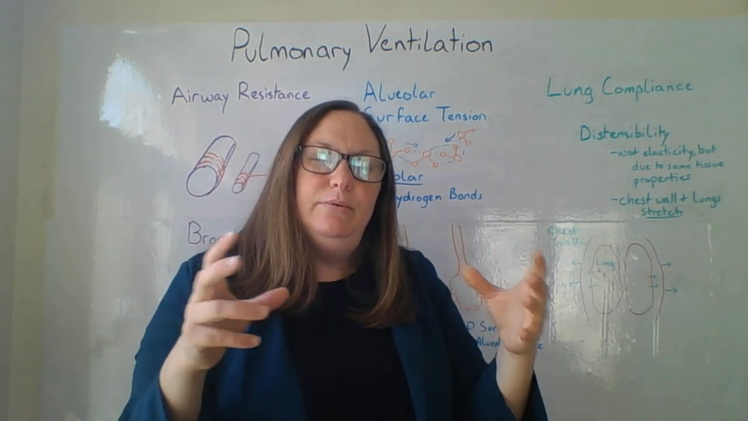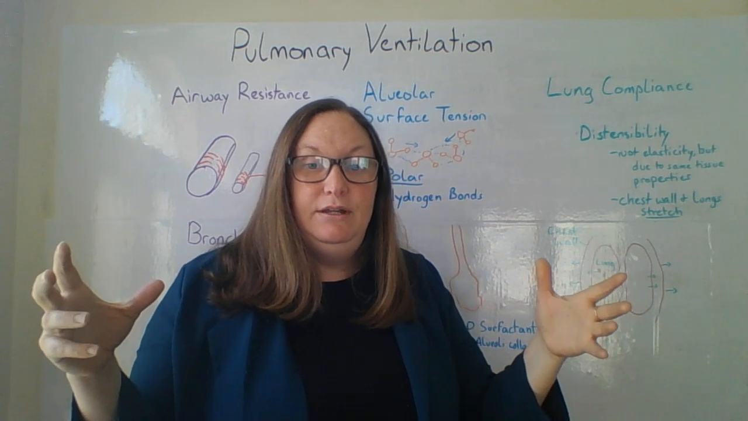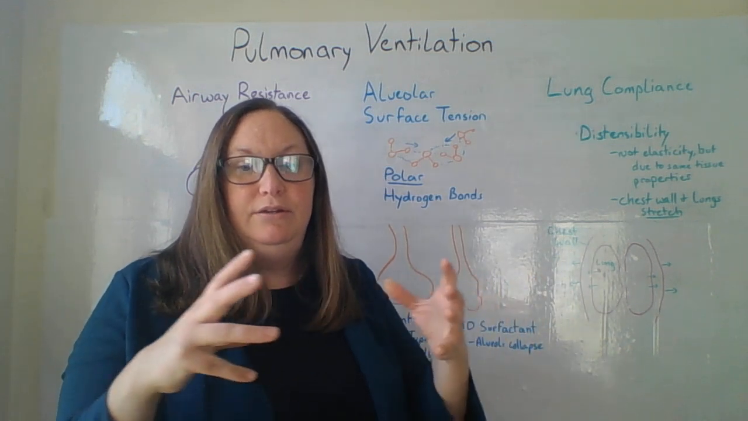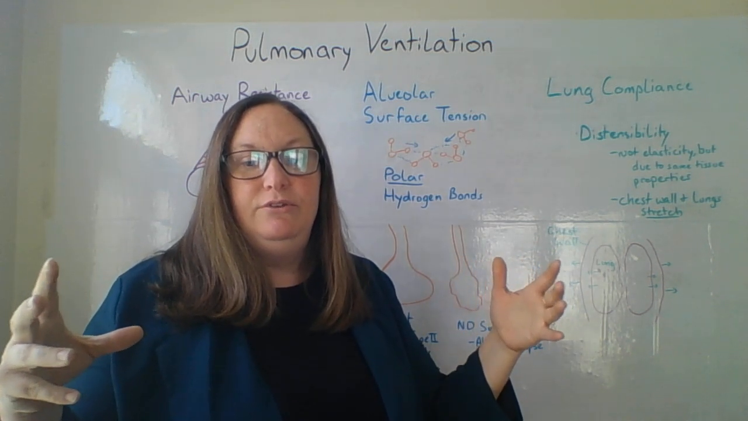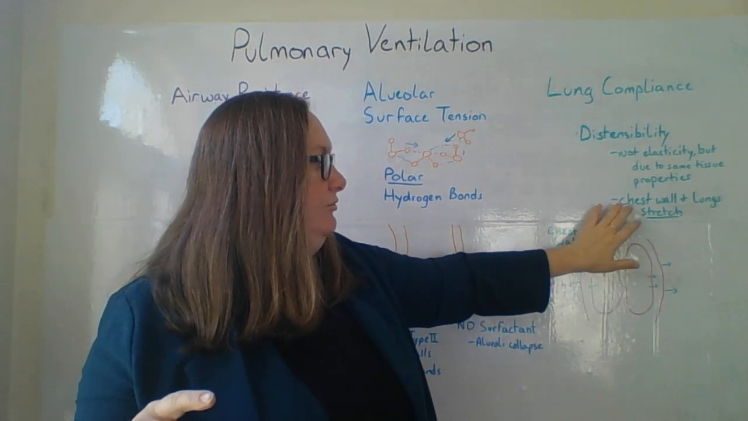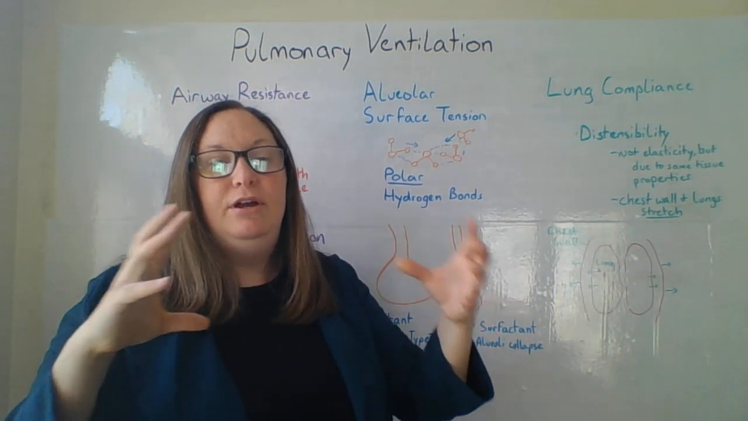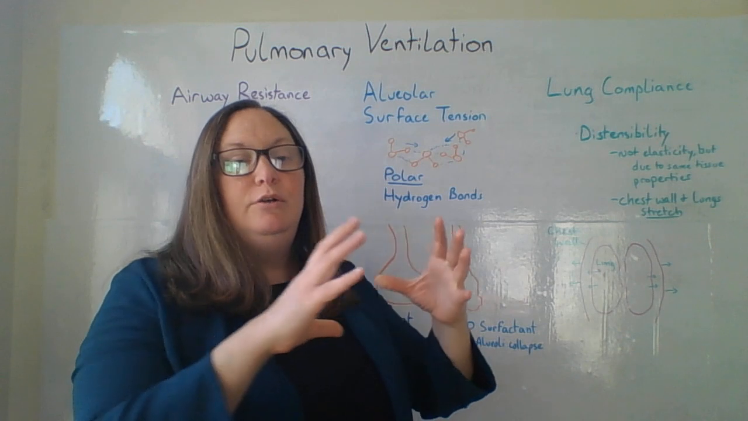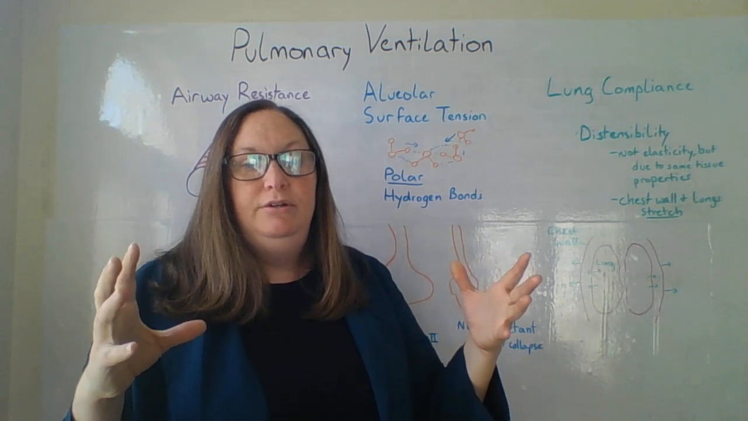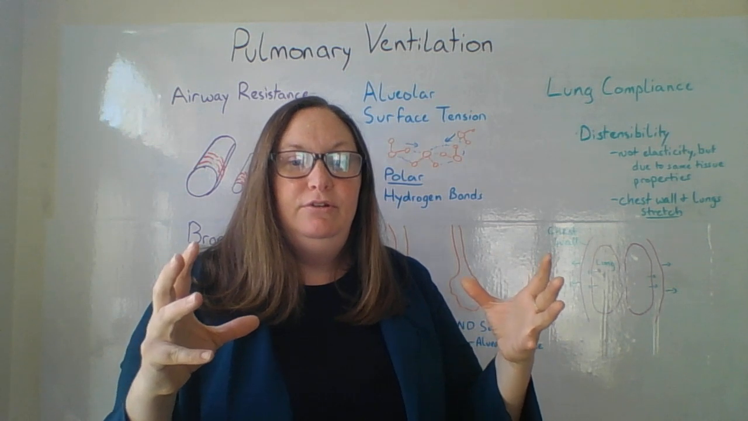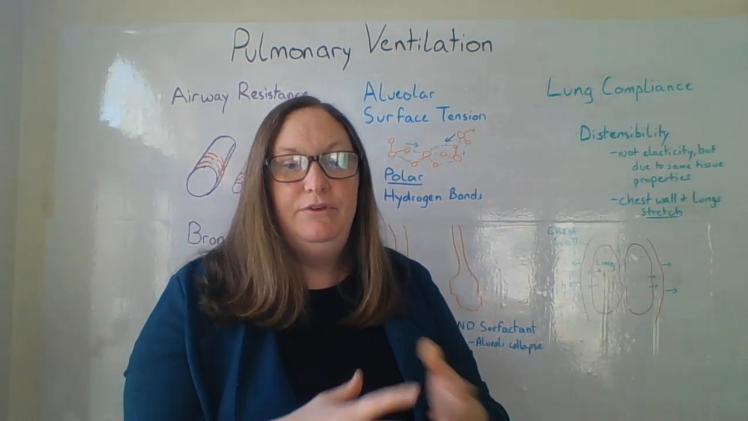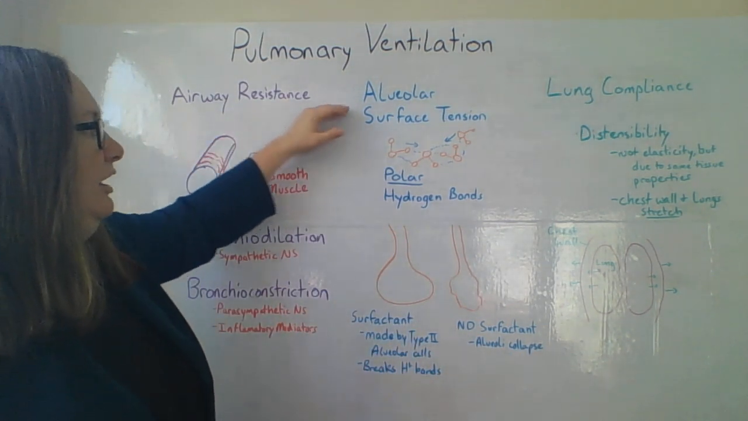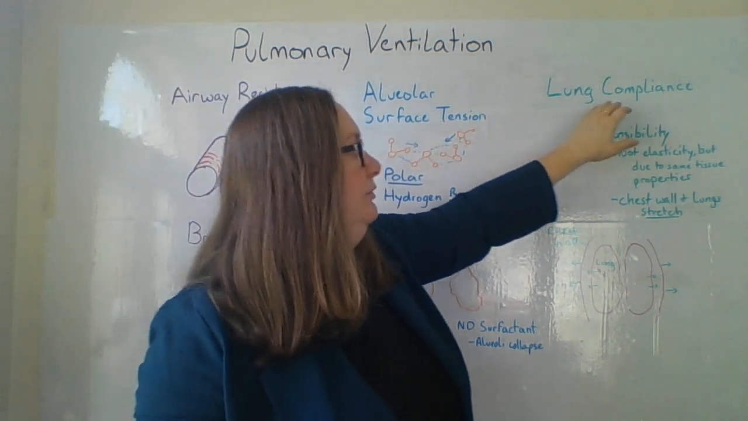But if I can't pull my lungs or my chest wall out, then how am I going to have that pressure volume change? I can't increase the volume to decrease the pressure. All right, so chest wall and lungs, it's the stretch, the distensibility. Here we see lungs and chest wall. Both need to be distensible. Otherwise, you won't have that volume change, to have that pressure change, to have the air rush in. Does that make sense? So what are the three things? Airway resistance, alveolar surface tension, lung compliance.